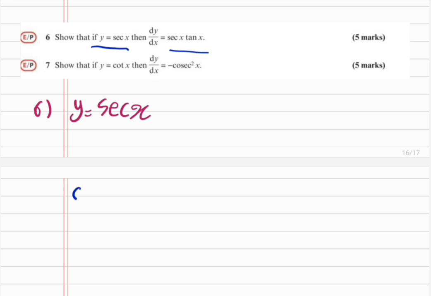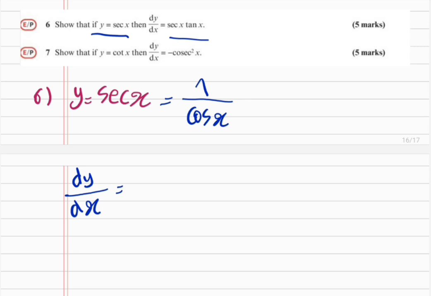In this case, the first thing before we differentiate is that sec x is equal to 1 over cos x. So that's the first step. Always write down the functions in forms that include sine and cos, because you already know the derivatives of sine and cos, so that way it's way easier. And now the objective is to differentiate 1 over cos x.